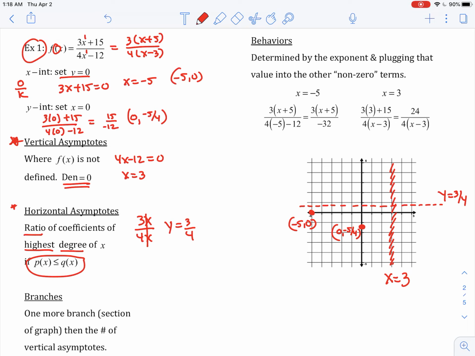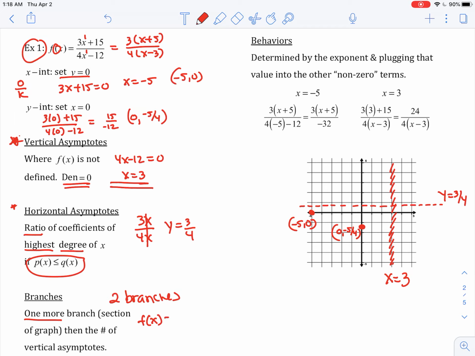So we're only going to be dealing with where the degree is equal, less than, or the same. We'll be looking at other examples for our horizontals. Branches of our graph, basically sections of our graph. So the number of branches that your graph will have will always be one more than the number of vertical asymptotes. On our particular example here, we had 1 vertical asymptote at x equal to 3. So we will have 2 branches of graph, and we will look at those in a moment when we graph.